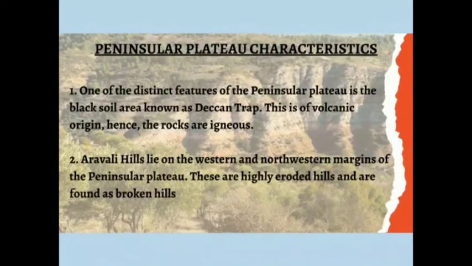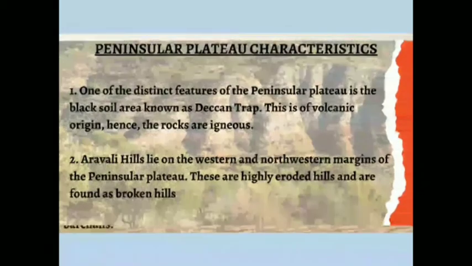Then the second characteristic is the Aravalli Hills. Aravalli Hills are on the western and northwestern margins of the Peninsular Plateau. They are highly eroded hills and are found as broken hills.